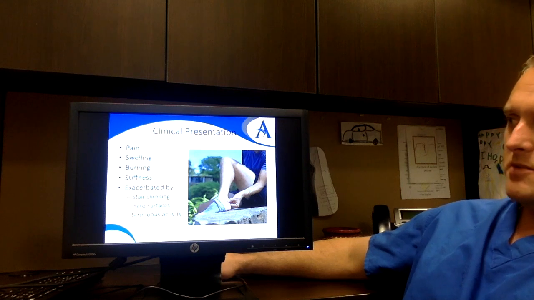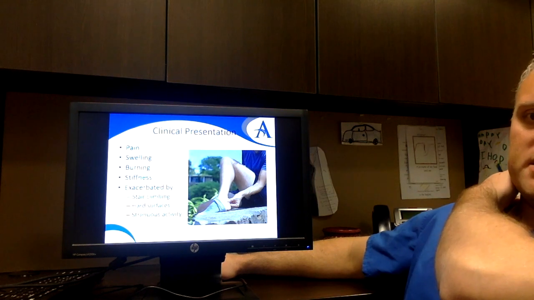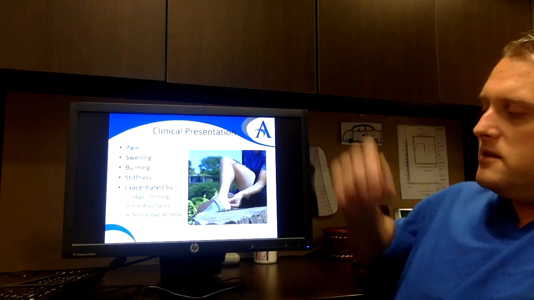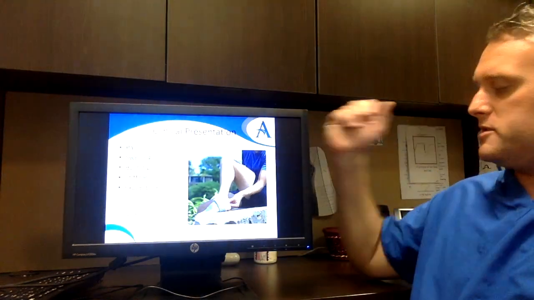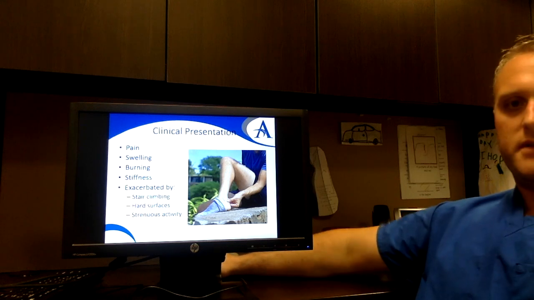So you're going to have pain, swelling, burning, stiffness, made worse with stair climbing, hard surfaces, strenuous activity. For a lot of these patients, this is going to be debilitating, especially for a lot of athletes. They're going to try to push through with this, but they can't. No matter what they do, they're not going to be able to do it.